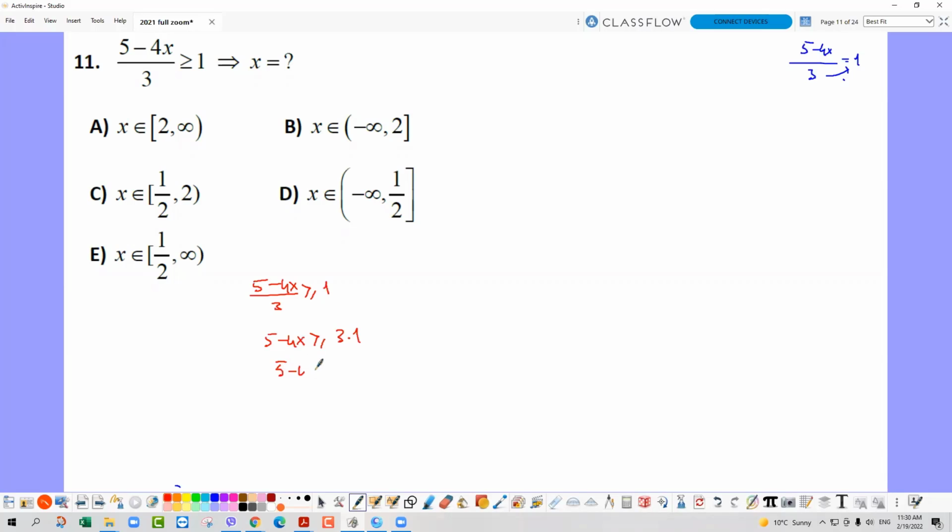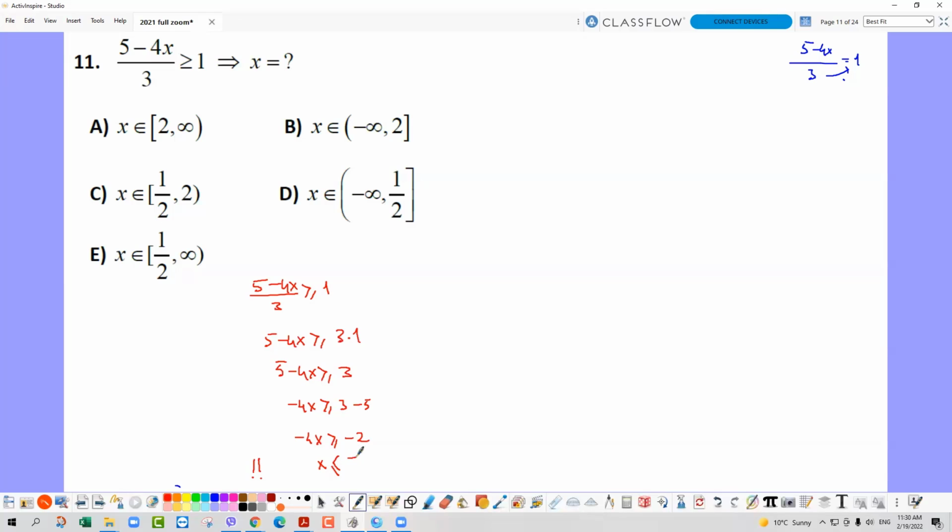5 minus 4x is greater than or equal to 3, so minus 4x is greater than or equal to 3 minus 5. Minus 4x is greater than or equal to minus 2. It means that x is less than or equal to, since I'm going to divide by a negative number, the sign should change. You should be careful about this one here. Okay.